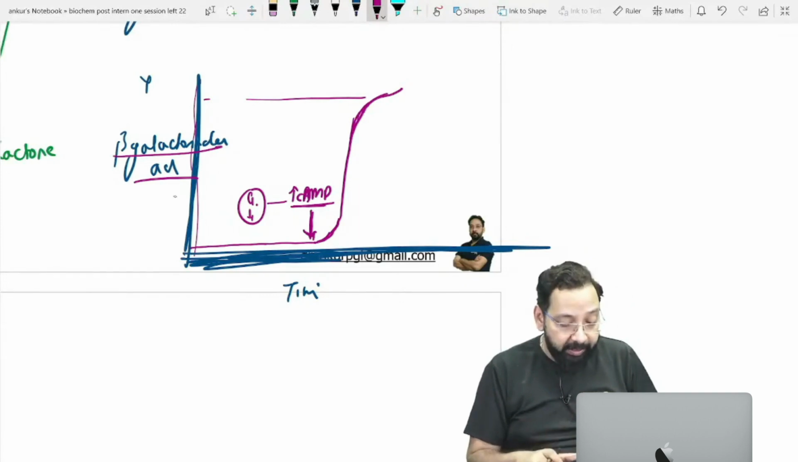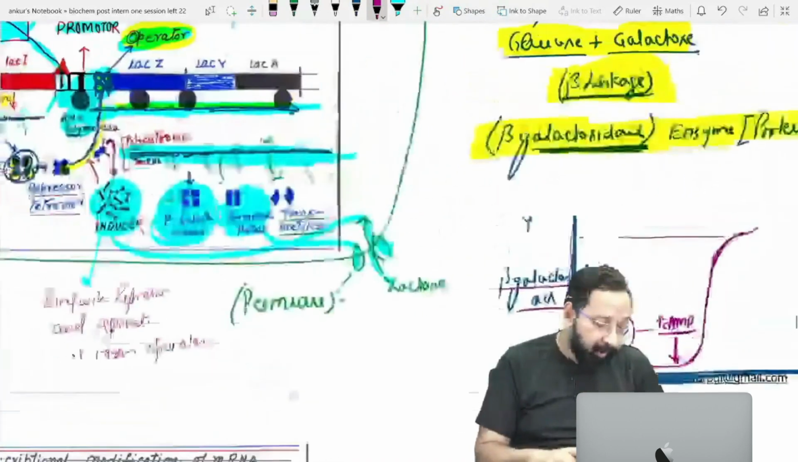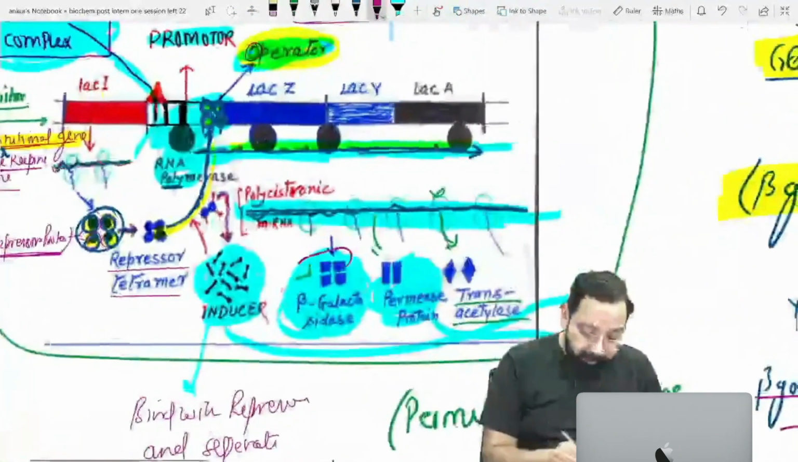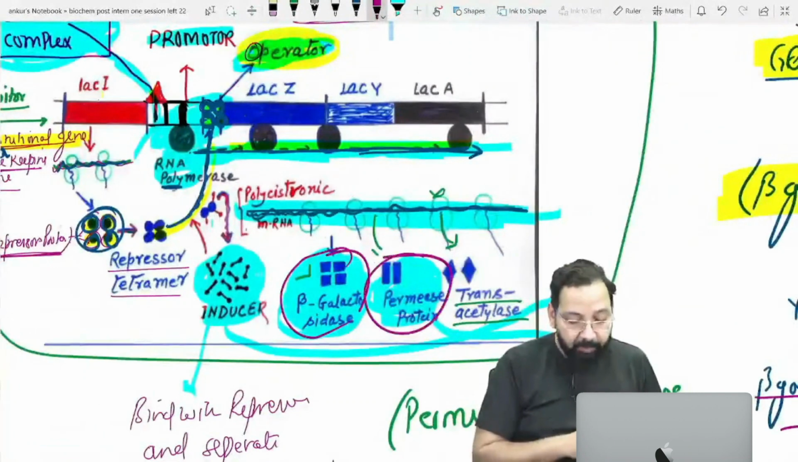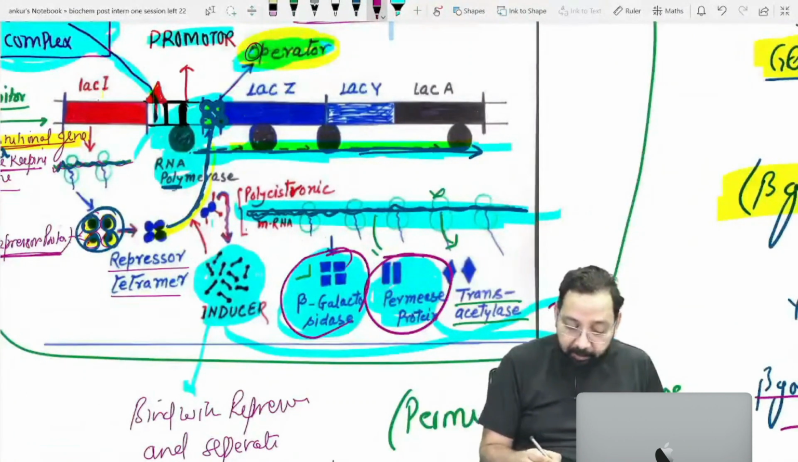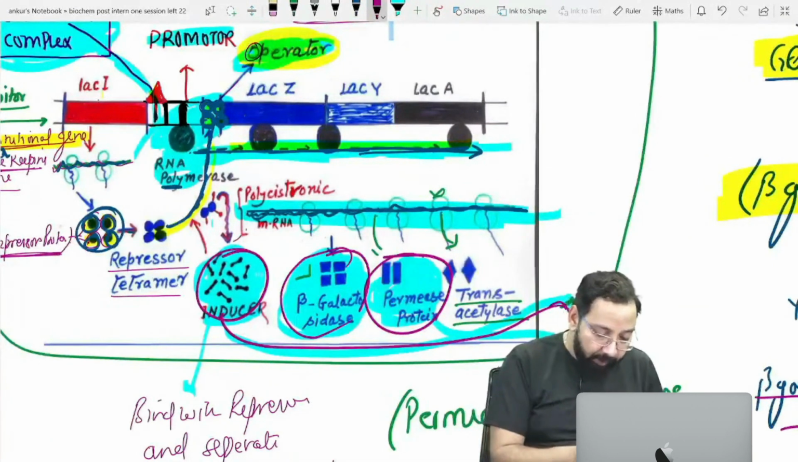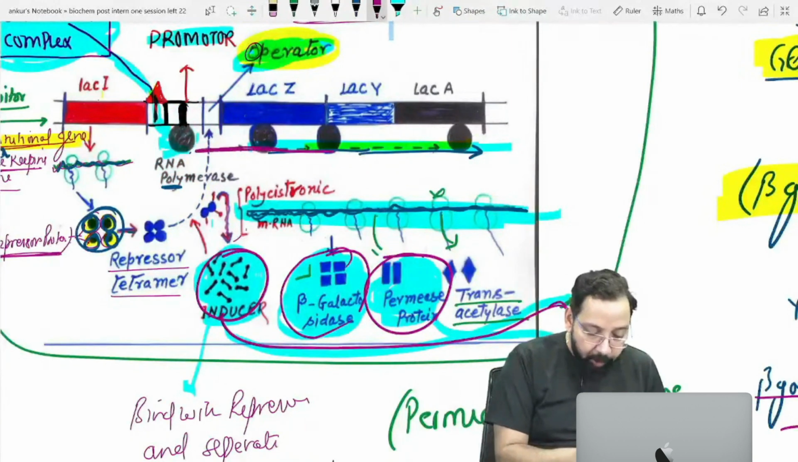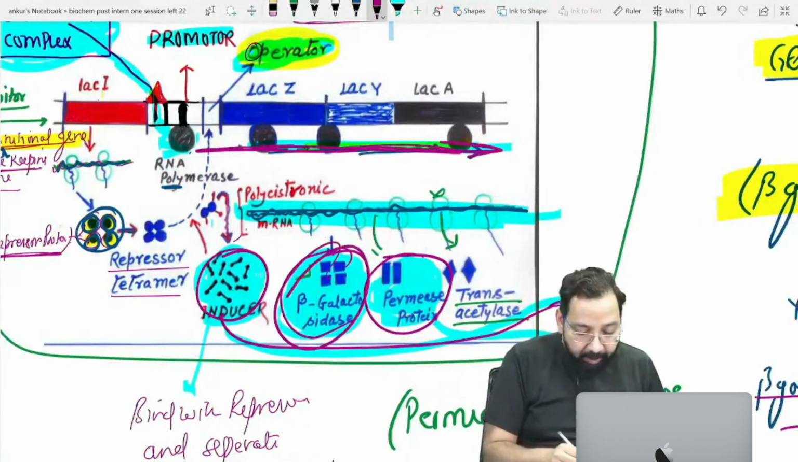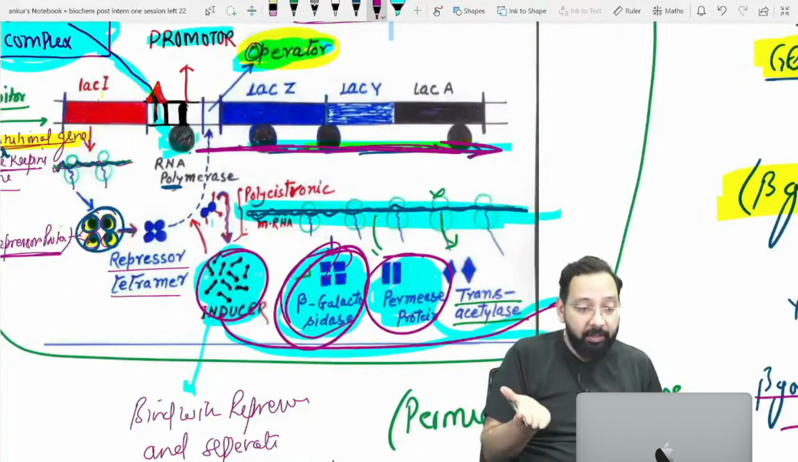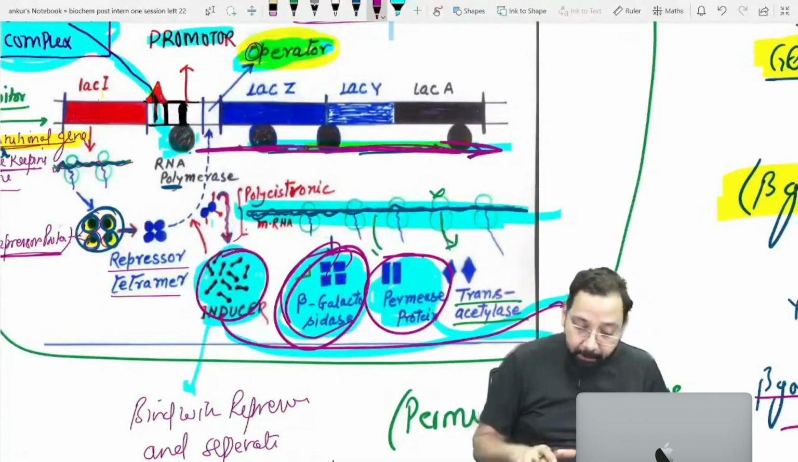Why would there be a lag? Initially beta galactosidase will be formed, permease will be formed. When permease allows lactose in, lactose will act as inducer. It will separate repressor tetramer from here. Then RNA polymerase will do rapid synthesis and beta galactosidase activity will increase rapidly. Please do reply.